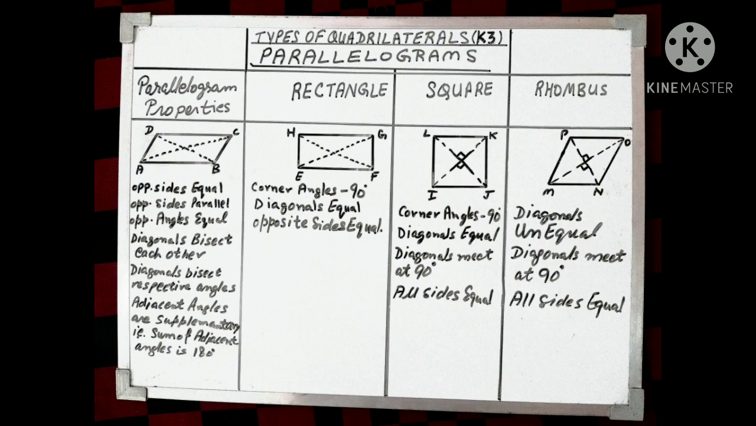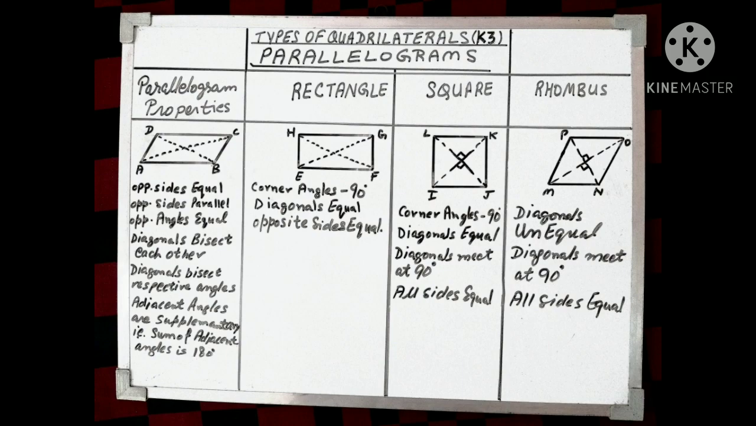Here the diagonals will bisect as in the parallelogram, but the diagonals are equal over here, right? And the important thing is opposite sides are equal. This also we had mentioned for the parallelogram. So just two conditions are important for the rectangle: the corner angles are 90 degrees and the diagonals are equal. All the rest of the properties of the parallelogram will apply.